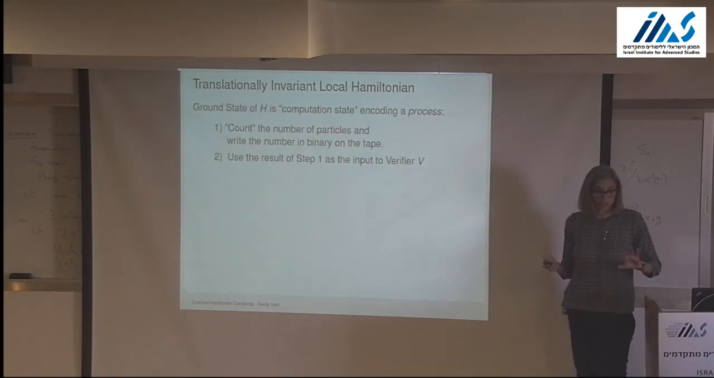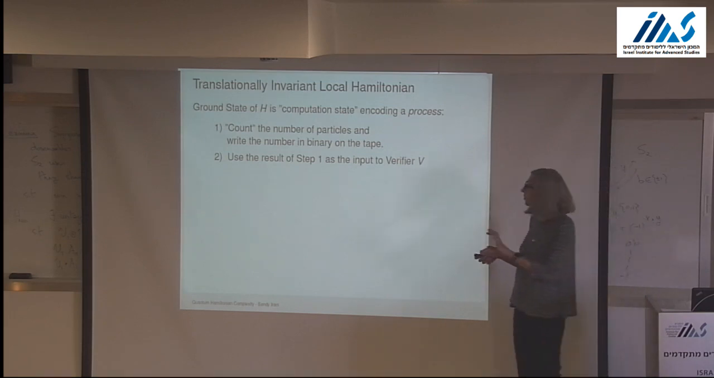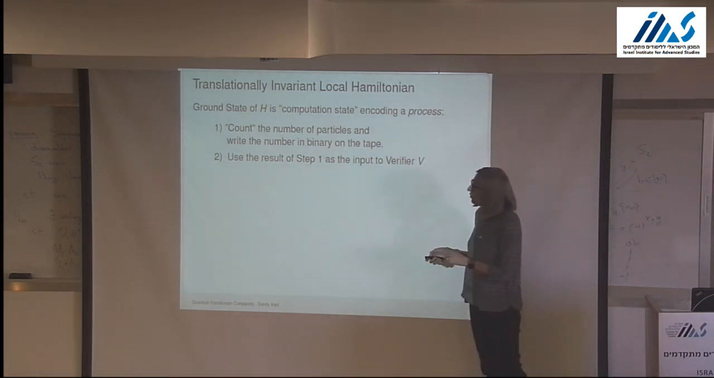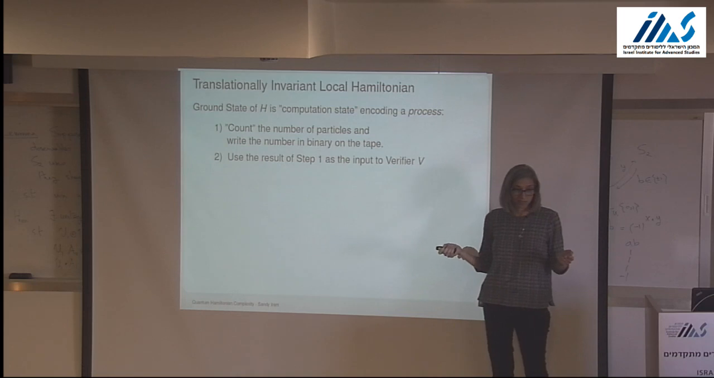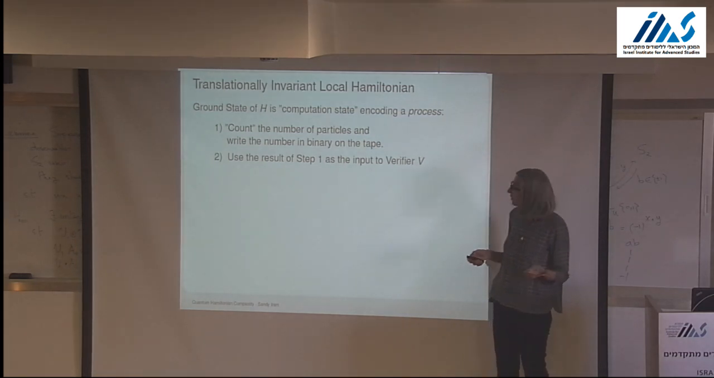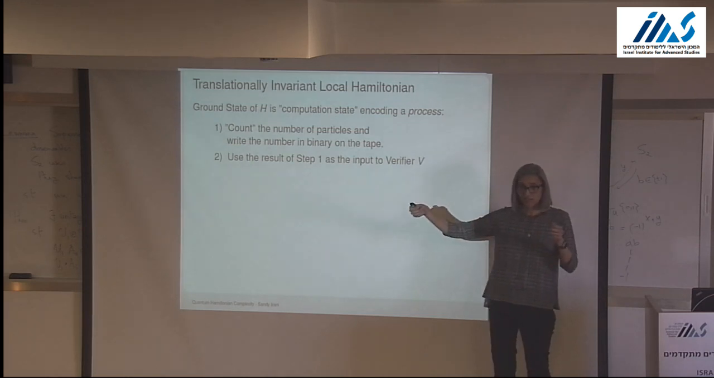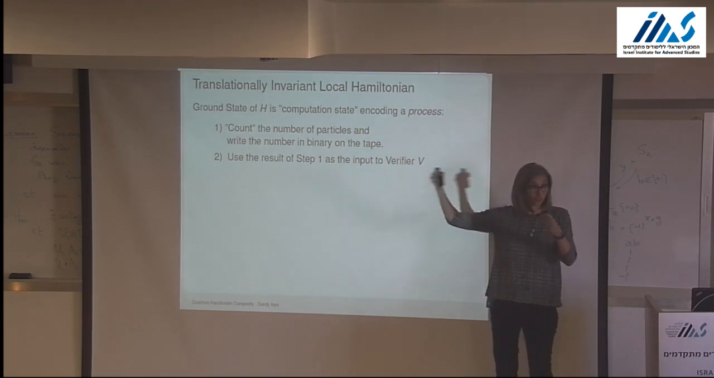Okay, so here's the process underlying that we're encoding in our Hamiltonian. The first thing we do is count the number of particles in the system, and I'll say a little bit more about how we do that. And then we write n, the length of the system, as we're counting it, in binary in the state. So you think of that as the input to your Turing machine. So you're translating the physical size of your system into a string that tells you how big your system is, and then that's the input to your Turing machine.